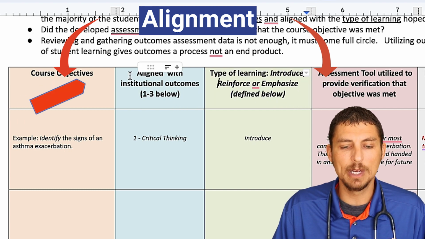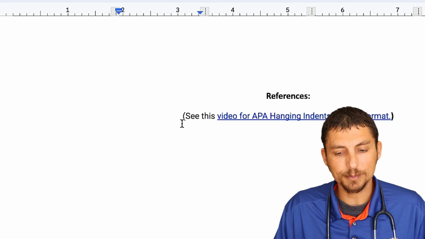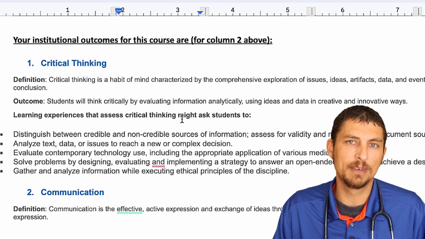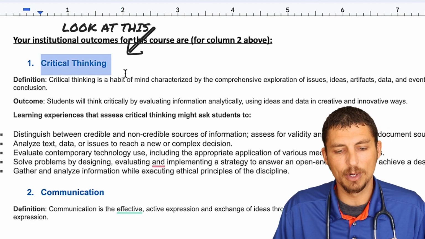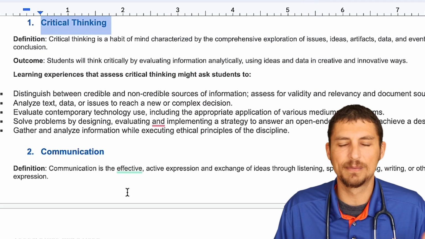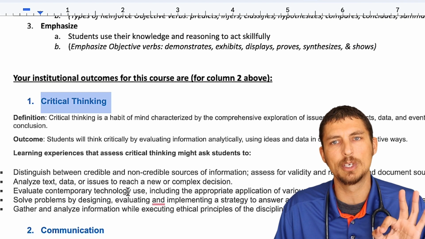Now we talked previously about the institutional outcome. If we scroll down a little bit further, we'll see a list of institutional outcomes that I've given you. And the first one here is critical thinking, then we have communication and professionalism. And most institutions have 6, 7, 8 of these, but for our purposes in our course, we're just going to stick with these 3.